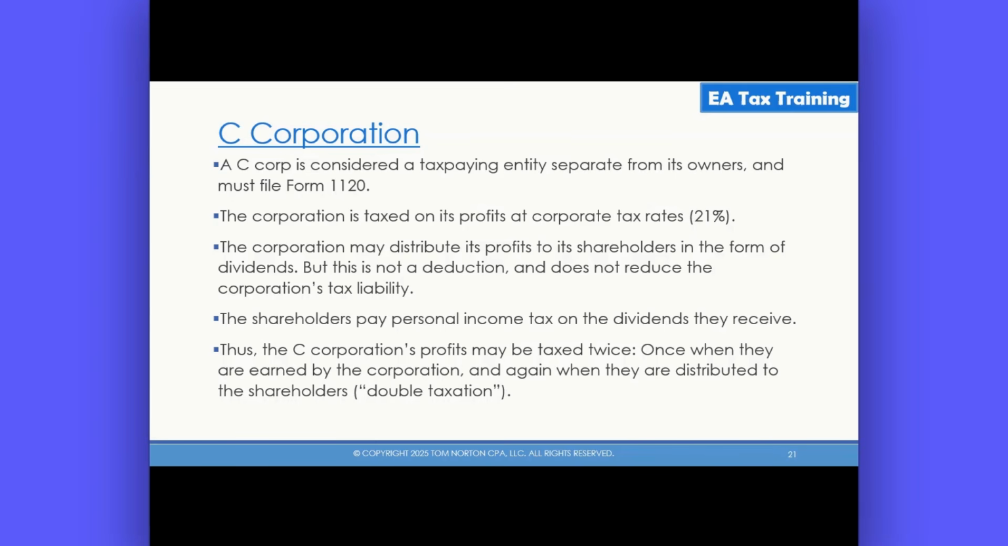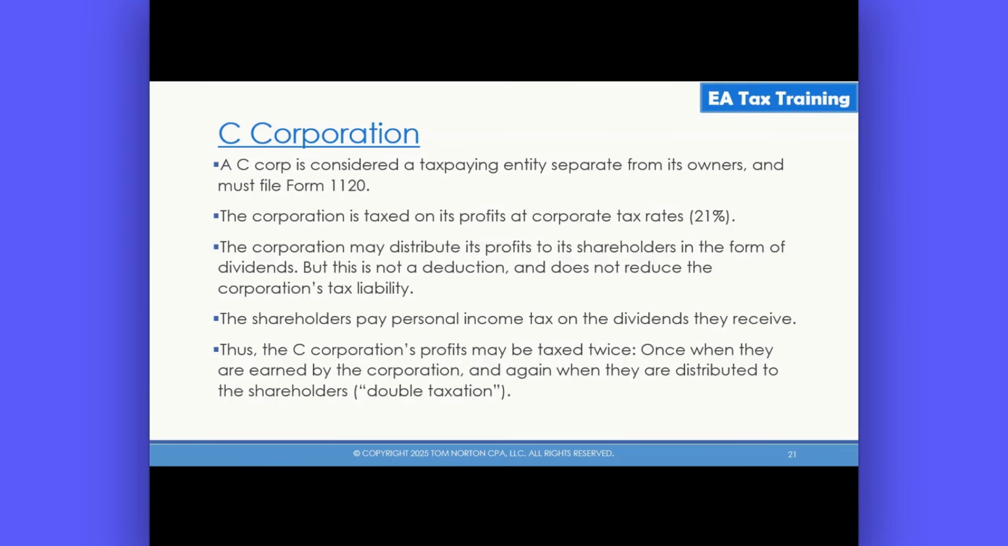flat rate of 21%. The corporation may distribute its profits to its shareholders in the form of dividends, but when they do that, those dividends, of course, are taxable to the shareholder. We talked about that in part one of this course, but the dividends are not considered a deduction on the corporation's return. So in other words, the corporation has got their income for the year and they've got their expenses for the year. And of course, their expenses reduce their income and reduce the amount of tax that they pay. But a dividend is not considered an expense of the corporation. So there is no tax deduction.